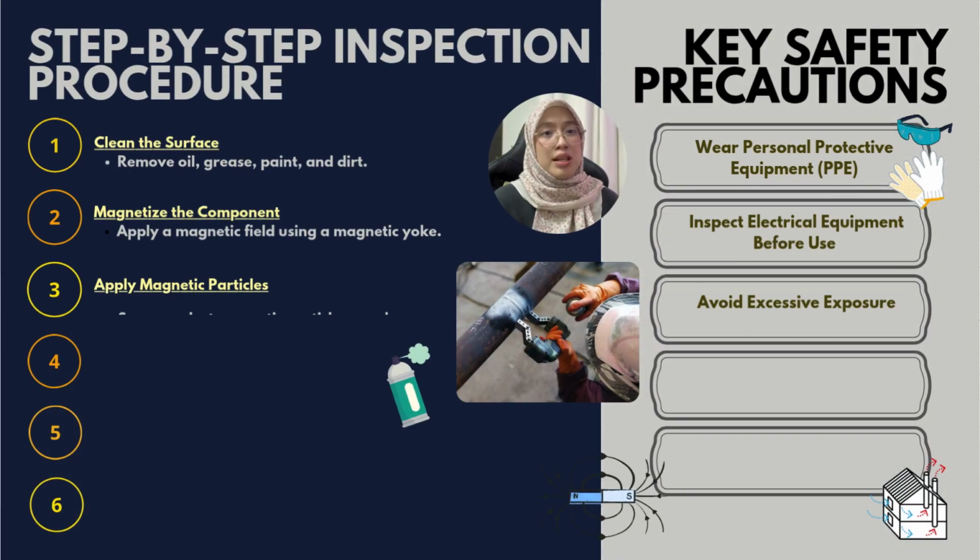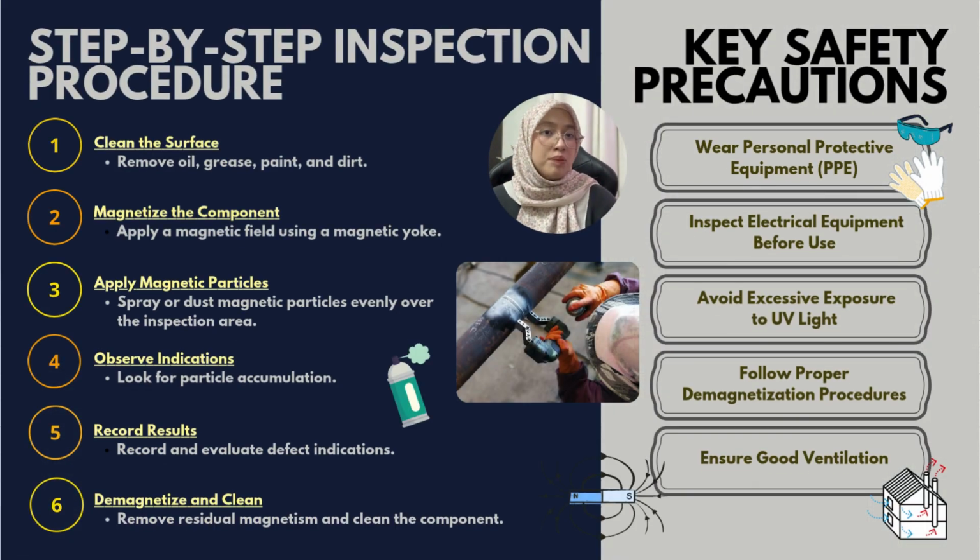Next, we move on to the step-by-step inspection procedure. The first step is to clean the surface, to remove the oil, grease, paint, or dirt. The second step is to magnetize the component by applying a magnetic field using the magnetic yoke. The third step is to apply the magnetic particles by spraying or dusting them evenly over the inspection area. The fourth step is to observe the indications, like looking for the particle accumulation. The fifth step is to record the result. And the last step is to demagnetize and clean the component.